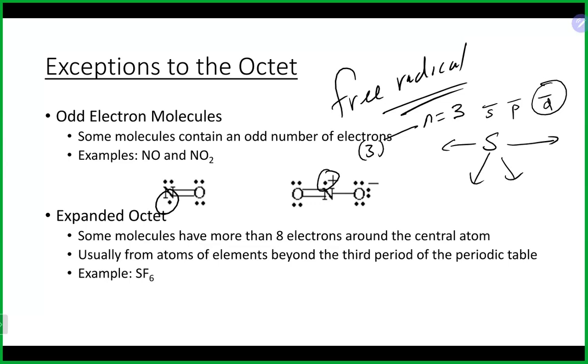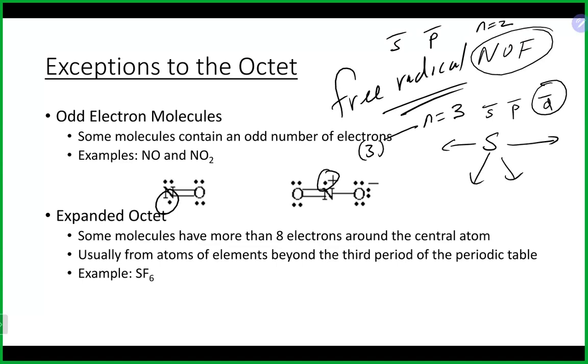That also means that if you go above them on the periodic table, nitrogen, oxygen, fluorine, that is N equals 2. The second period, on the second energy level, there's S and only P orbitals. They do not have d orbitals available to them, which means they can never, ever, ever go above 8. They've got to stick to 8 only.